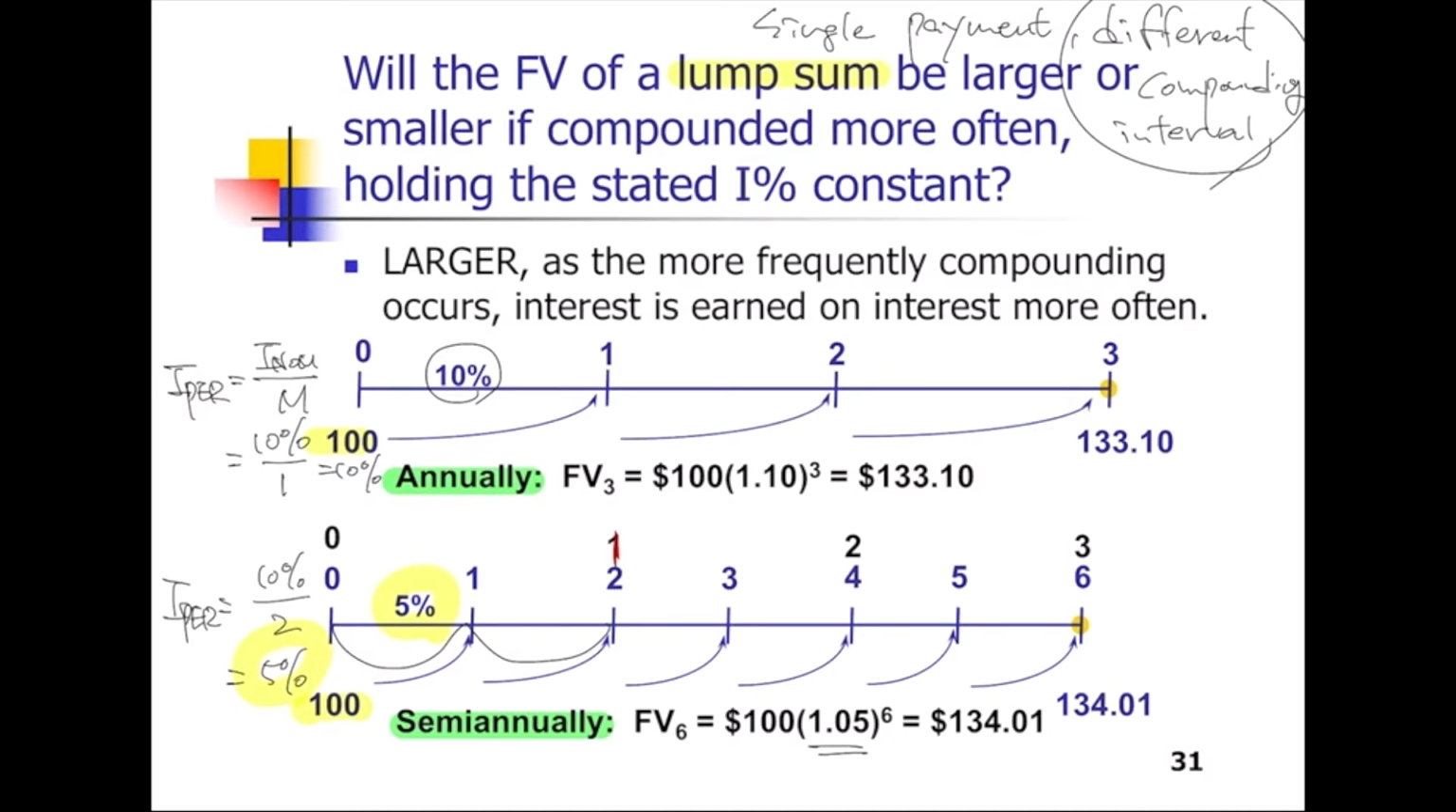So when we compound more frequently, the number is larger. Because as more frequent compounding occurs, the interest is earned on interest more often, right? So it has more value. So finally we get the conclusion: when we compound more frequently, the future value becomes larger.